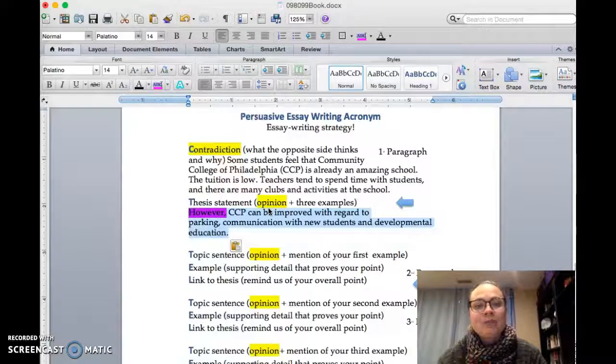So your first paragraph would read, some students feel that Community College of Philadelphia is already an amazing school. The tuition is low, teachers tend to spend time with students, and there are many clubs and activities at the school. However, CCP can be improved with regard to parking, communication with new students, and developmental education. So there's your three-part thesis, and you're going to talk about the ways that CCP can be improved with these topics. Okay? So then it's really just like the other essay.